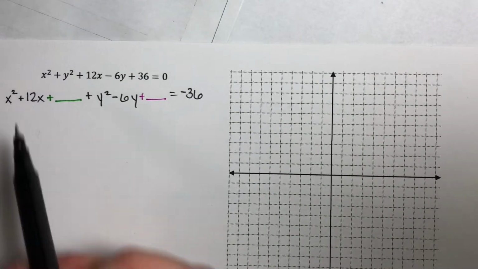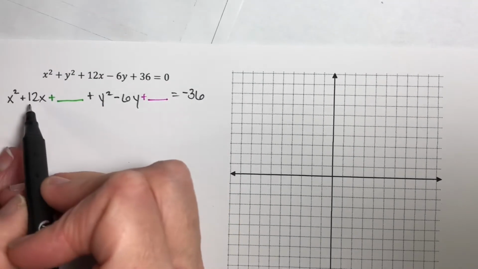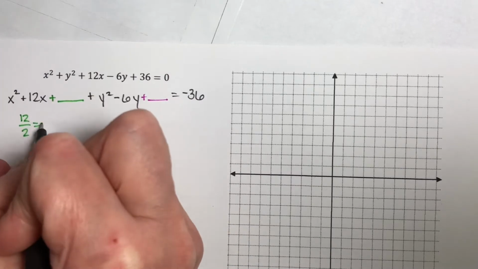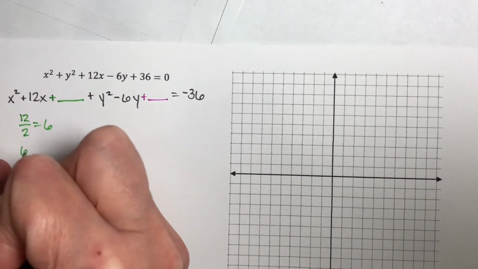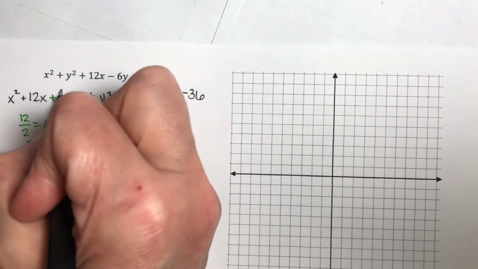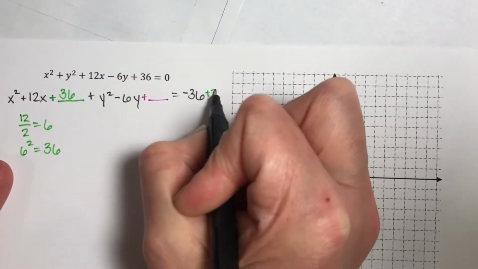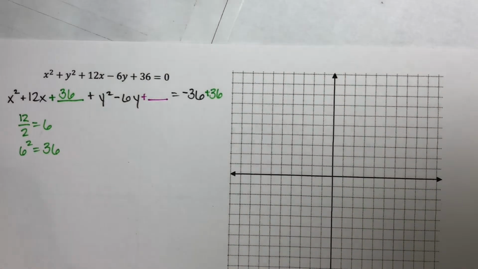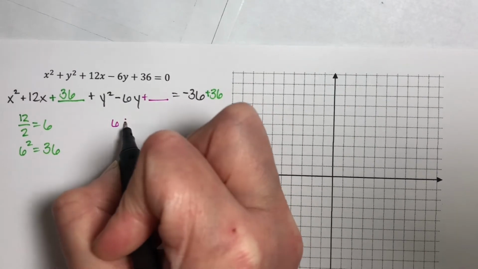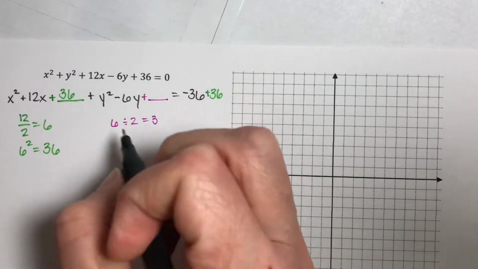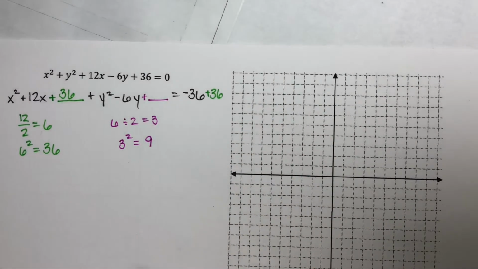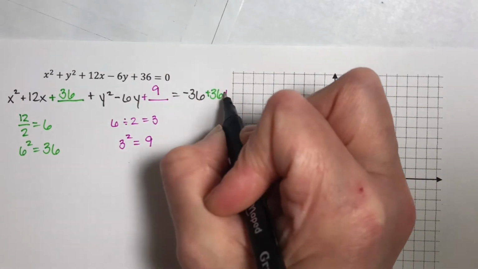Okay, so let's figure out what goes right here. My number in front of my x is 12, so I divide that by 2 to get a 6, and then I take that 6 and I square it to get 36. So I add 36 here, add 36 here. Now for my y's, I take the 6 and divide it by 2 to get a 3. And then I take that 3 and I square it to get 9. So I'm going to add 9 to both sides.